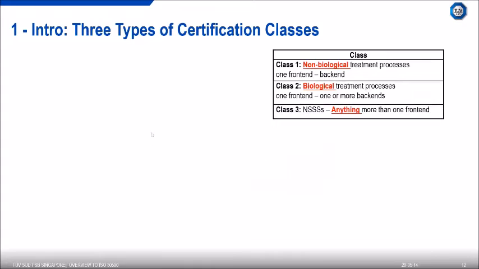This standard has three types of certification classes. Class 1 and class 2 is when you have one front end, and if your back end treatment is using non-biological, then you fall under class 1. If your back end treatment falls under a biological process with one front end, you fall under class 2. And if you have multiple front ends, like an ablution block, and your treatment technology can be either biological or non-biological, as long as you have more than one front end, you fall under class 3.